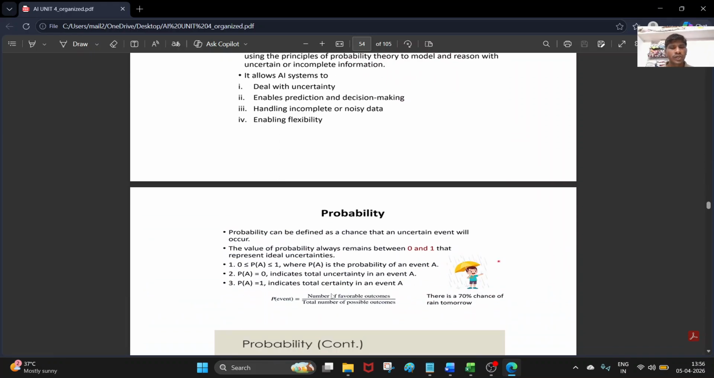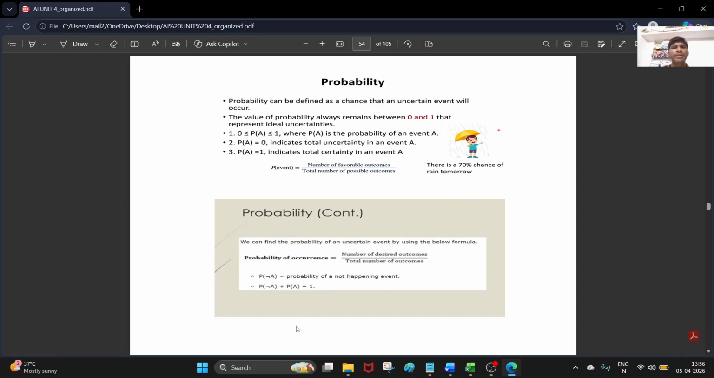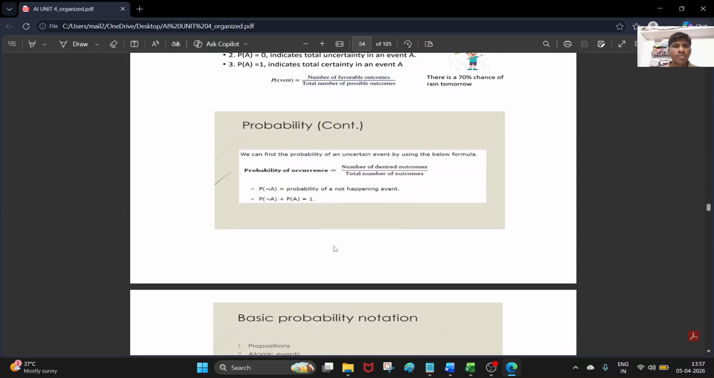Probabilistic reasoning. Probability can be defined as the chance that an uncertain event will occur. For example, P of event is equal to the number of favorable outcomes divided by the total number of possible outcomes. So how many favorable outcomes can occur is divided by the number of possible outcomes. Probability of occurrence is equal to the number of desirable outcomes divided by the total number of events. The probability of the event not occurring plus the probability of the event occurring is equal to 1.